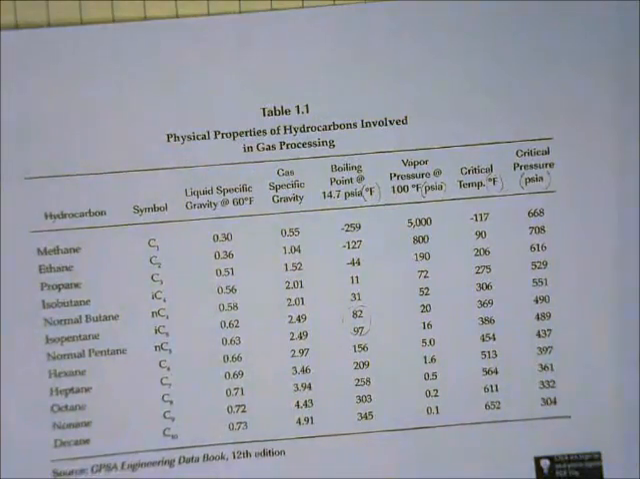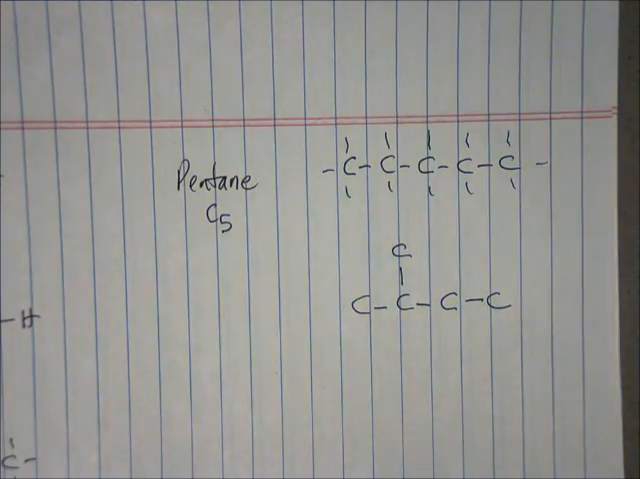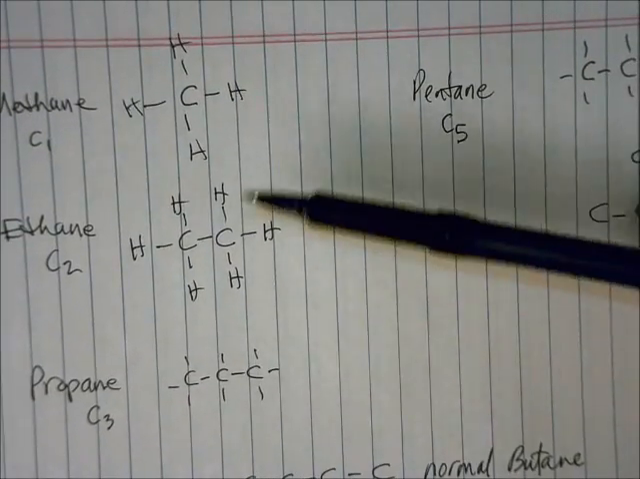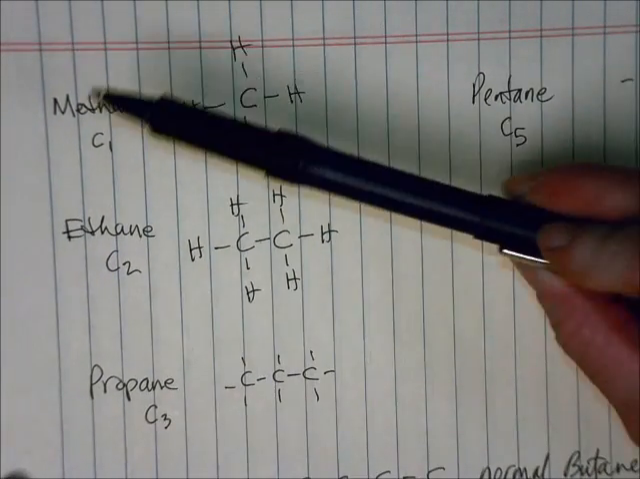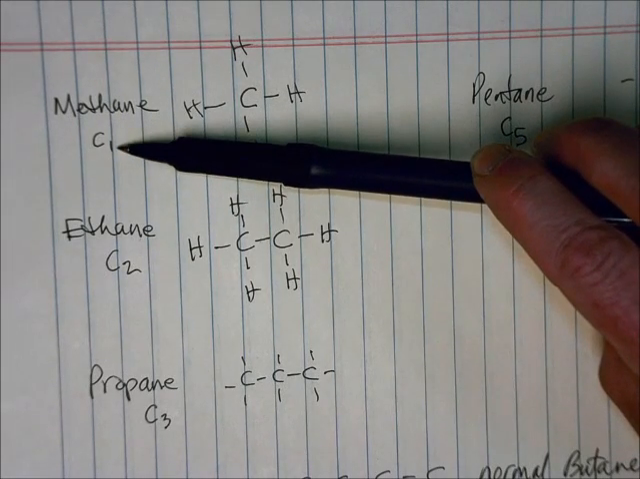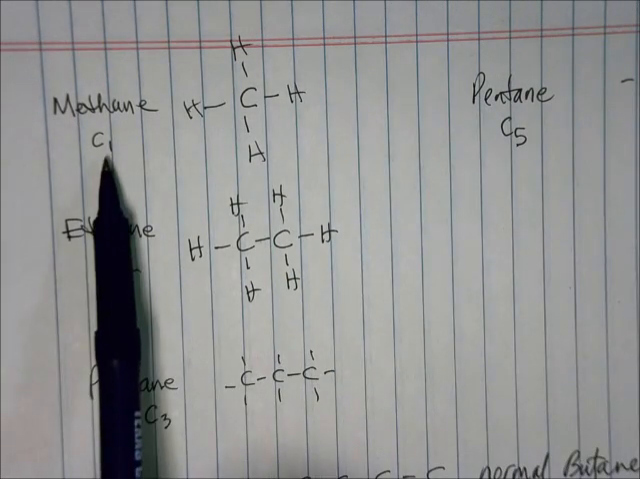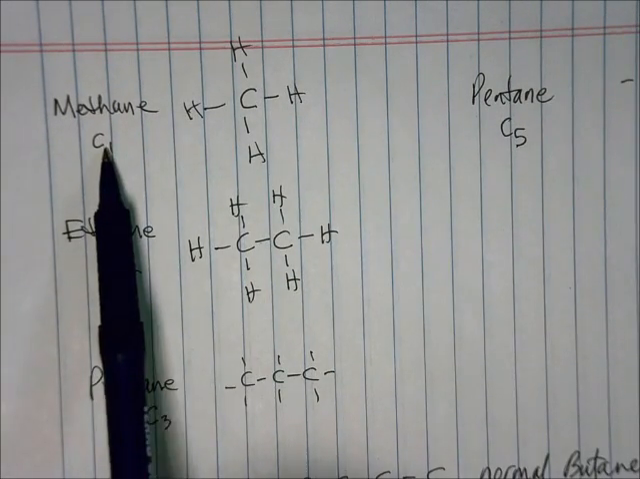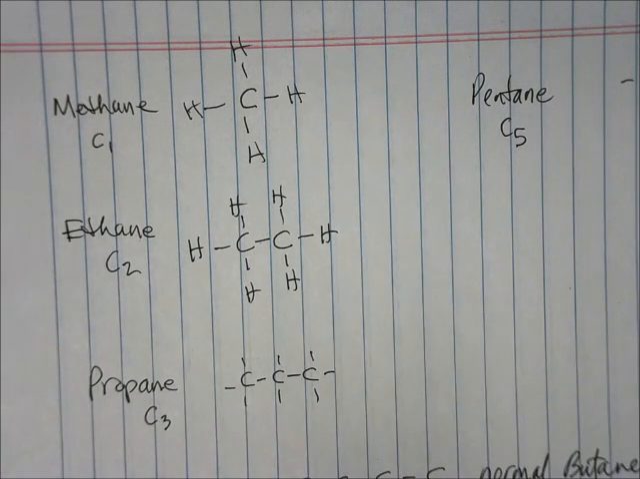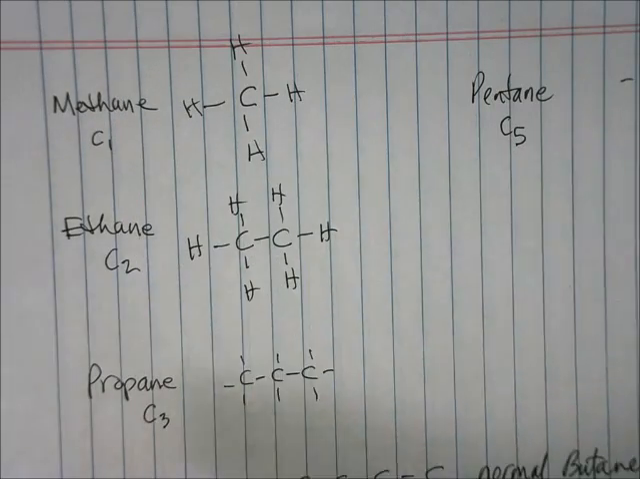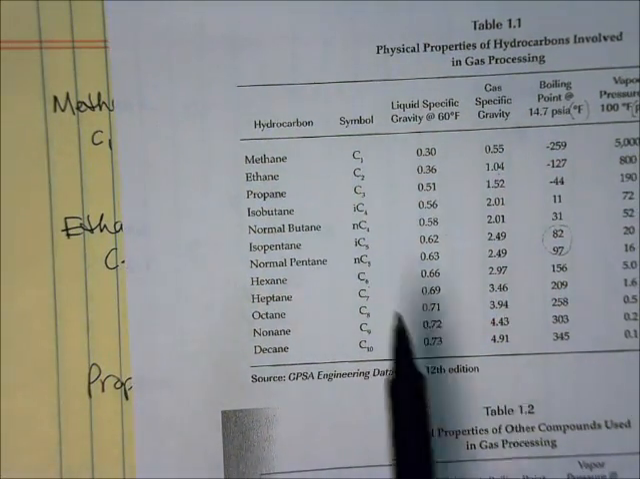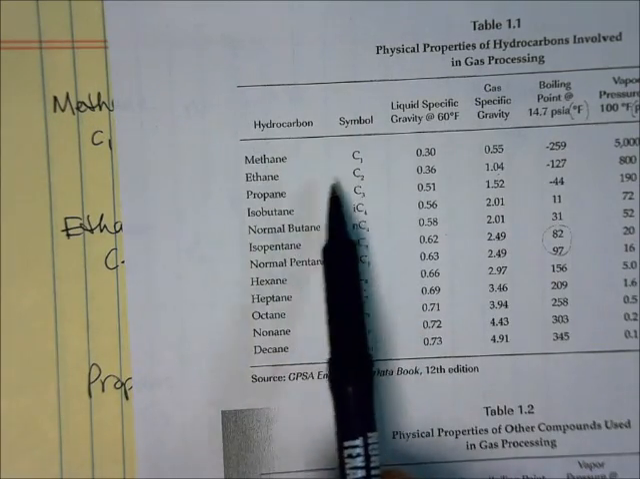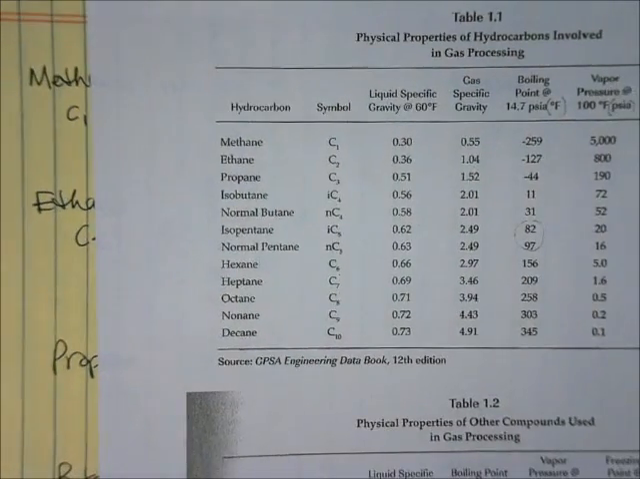So what you need to know from that, you do not need to memorize. You're not required to memorize these structures. You do need to memorize that methane has 1 carbon atom, ethane has 2, and you need to know what that means. That's 1 carbon atom. You need to learn how many carbon atoms each of these has. And it's basically a matter of memorizing: C1 stands for methane, C2 stands for ethane, etc.